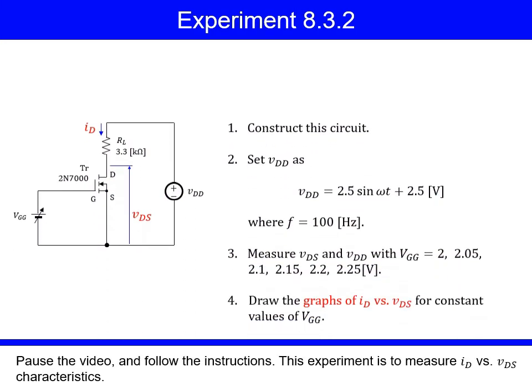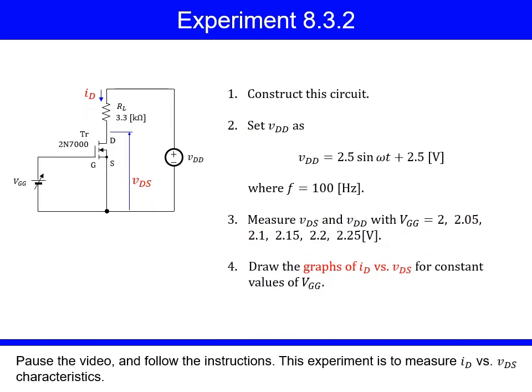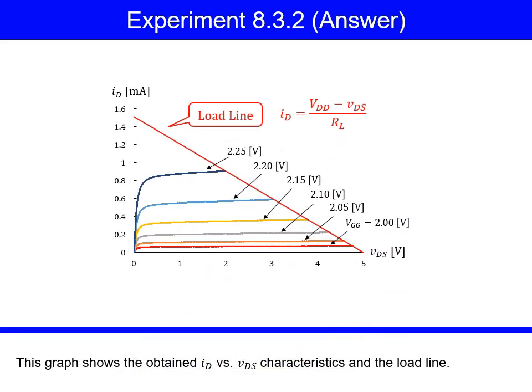Experiment 8.3.2. Pause the video, and follow the instructions. This experiment is to measure ID versus VDS characteristics. This graph shows the obtained ID versus VDS characteristics, and the load line.